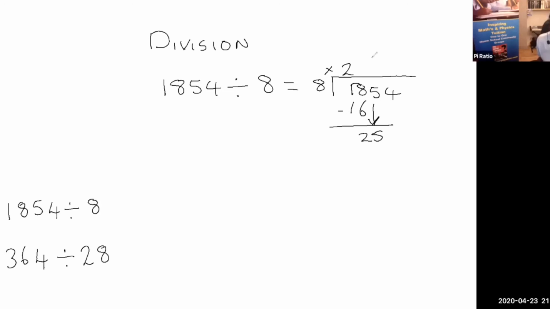8 into 25 goes 3. 3 times 8 gives you 24. That leaves you with 1. You bring down the 4. 8 into 14 goes once. 1 times 8 is 8. 14 minus 8 will leave you with 6.